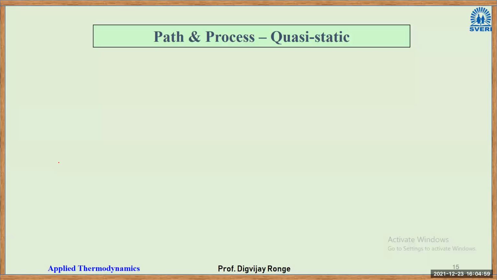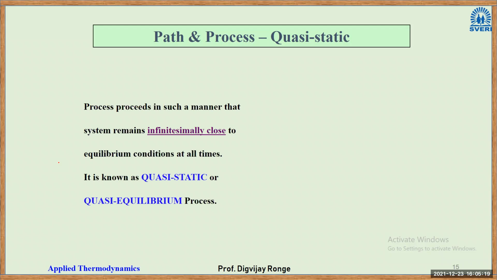Now another term here is quasi-static condition. Well, what is quasi-static condition? During a process, a state may come where the system is quite balanced. Balance means it is neither going in the forward direction nor coming in the reverse direction. So we are referring to it as a quasi-static condition. The process proceeds in such a manner that the system remains infinitesimally close to equilibrium conditions at all times.